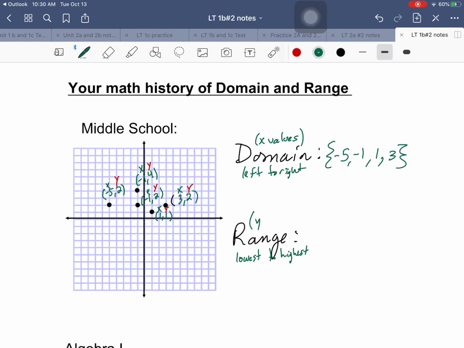And range is all the y values of the graph. So all the y values, looking at the lowest first is 1. So 1, and there's 3 of them at 2, but you just label it once, and that's saying there is a y value at 2, and it looks like the other one is at 4. Don't worry about the brackets so much. So that was middle school.